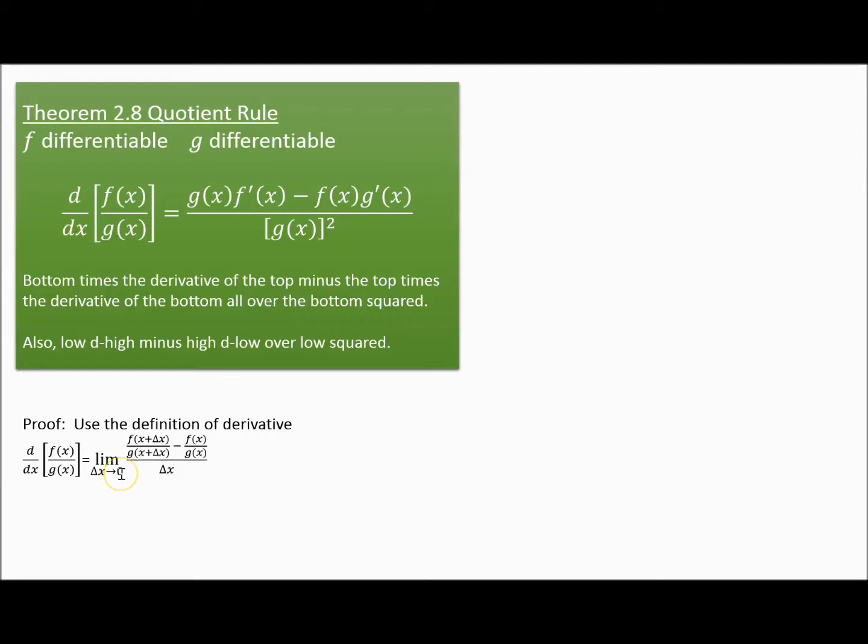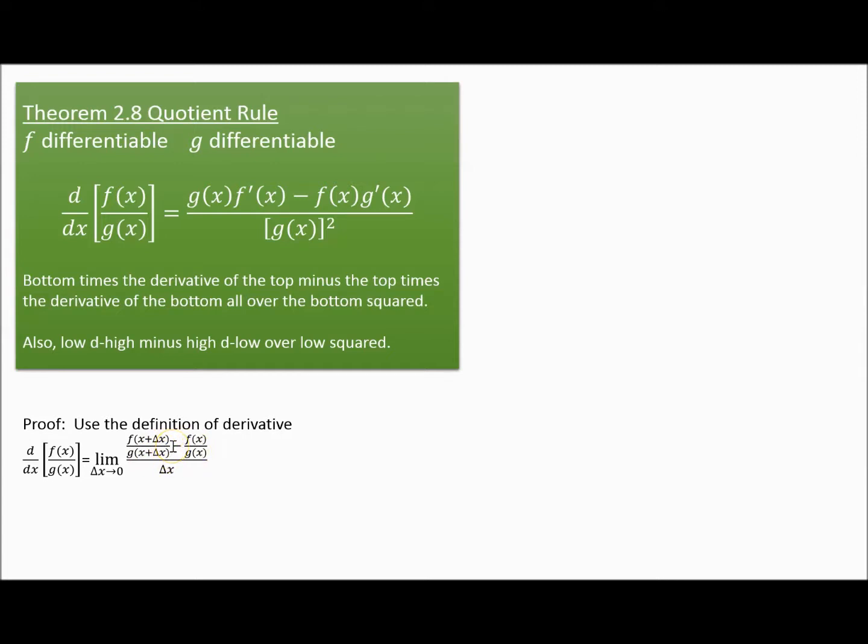When I plug that in, remember I'm plugging x plus delta x in everywhere there's an x. So that's why I have the first fraction. Then minus the original function, which is f of x over g of x, all divided by delta x. Now we got to simplify this mess. What would you do to simplify this? You probably would handle this complex fraction, right? You'd find a common denominator and combine this up here in the top.